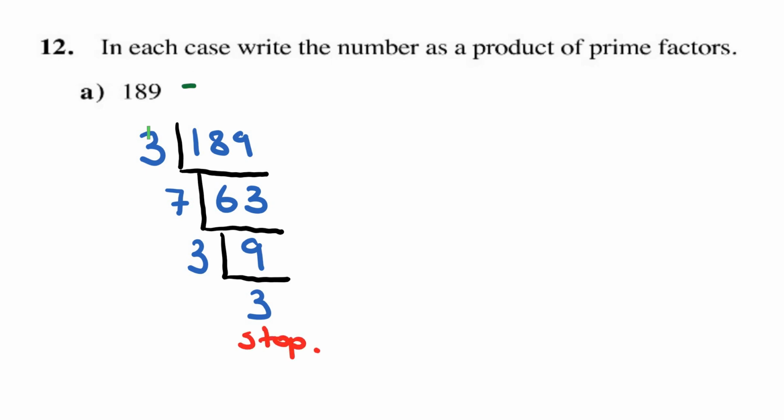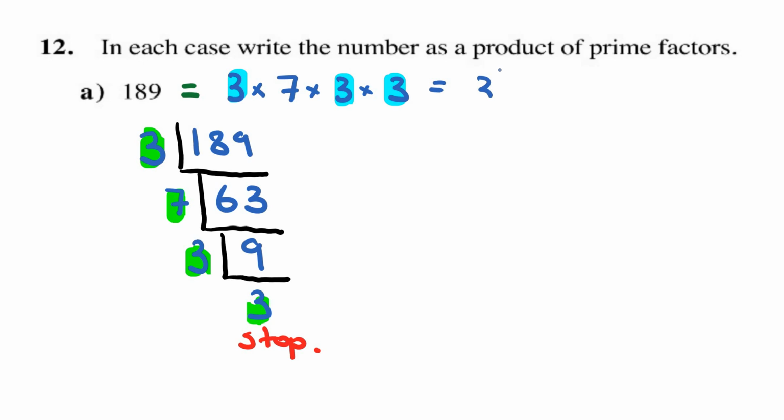So 189, I'm going to look at all these numbers here. If I use all those numbers, I pretty much get 3 times 7 times 3 times 3. And then if I'm using the power notation here, I have 3 3s there, so I can write that as 3 to the power 3 times 7. And there's my product of prime factors right there.